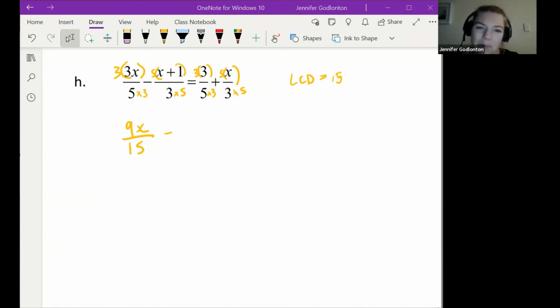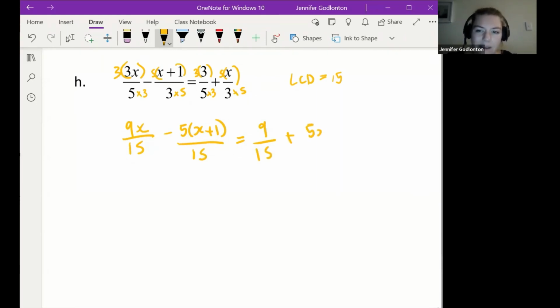So when we get to this point here, we're just trying to write where we're at. So now I'm going to write 5 times x plus 1, and that's all over 15. And that's equal to 3 times 3, which is 9 over 15, and then 5 times x, which is 5x over 15. Now all of them are over 15, so I have a common denominator. So now I'm just going to write out without my denominator.